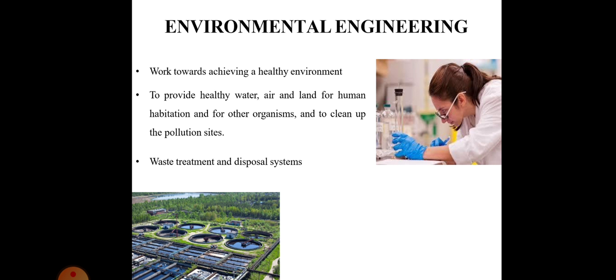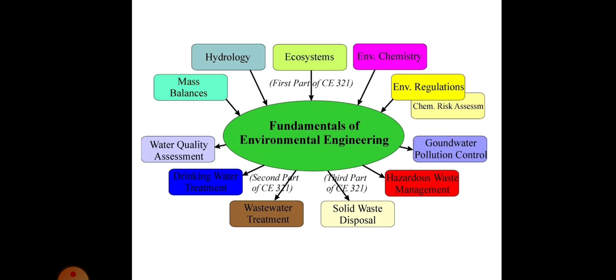An environmental engineer will have to have basic knowledge in the field of biology as well as chemistry. The main role of an environmental engineer is to work towards achieving a healthy environment, and this is about environmental engineering. There are also various other sub divisions of the fundamentals of environmental engineering. It includes water quality assessment, groundwater pollution control, environmental chemistry, hydrology, disposal of solid waste, environmental regulations, environmental impact assessments, and so on.